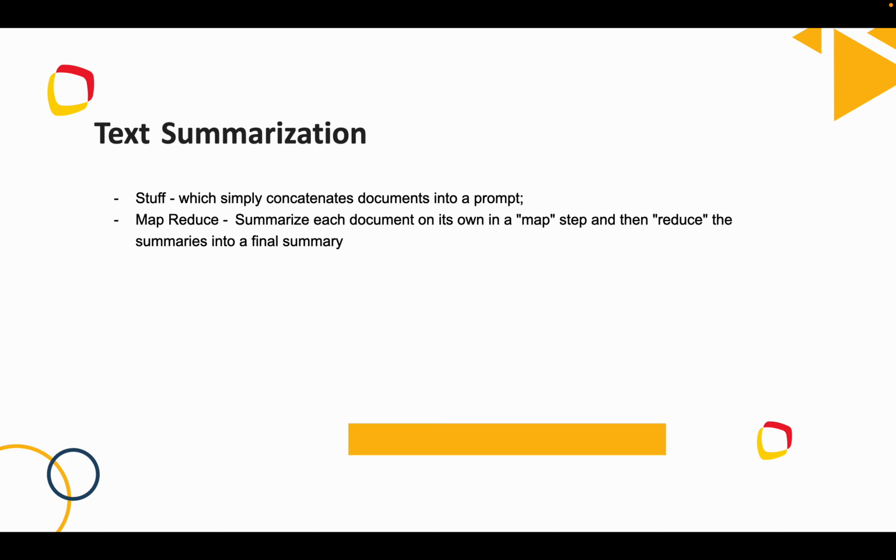So the first one is stuff. The advantage is that it is very simple. We give the context of the entire document to the LLM model, and the LLM model will summarize it. The LLM model also has an advantage because it is getting the entire context. So we are sending the entire context in stuff.